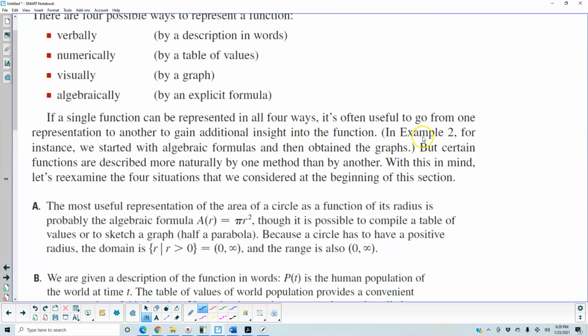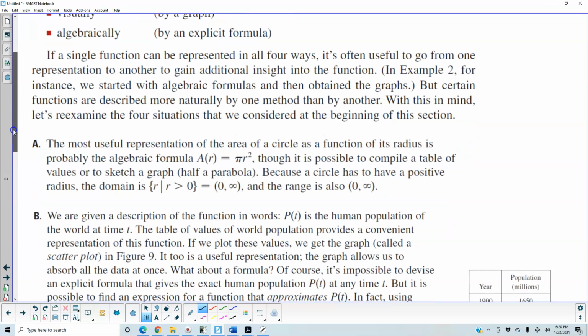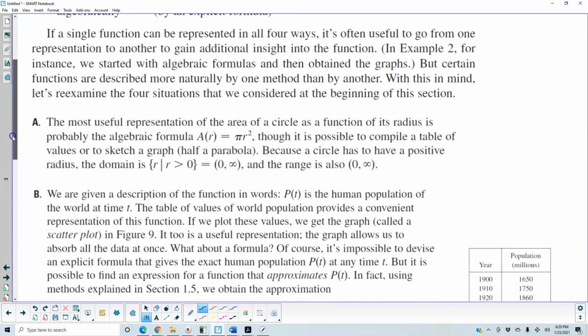In example 2, we started with an algebraic formula and then we obtained the graphs. But certain functions are described more naturally by one method than by another. With this in mind, let's re-examine the four situations that we considered at the beginning of this section.